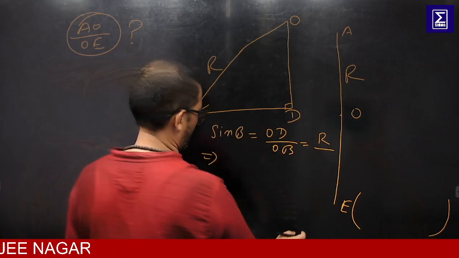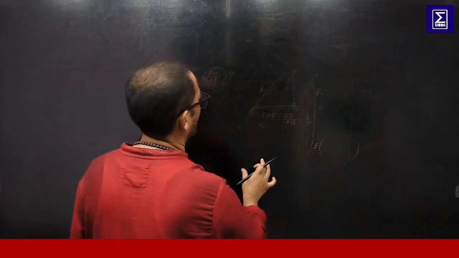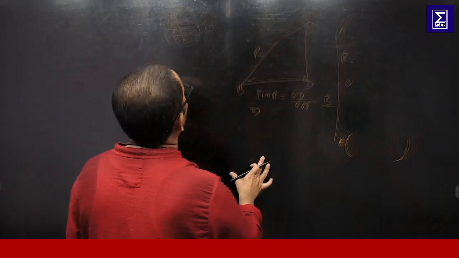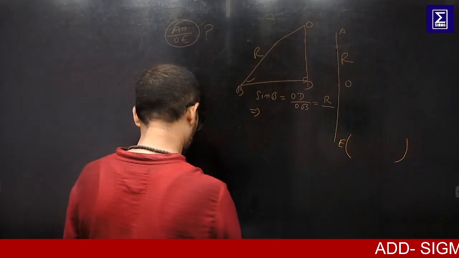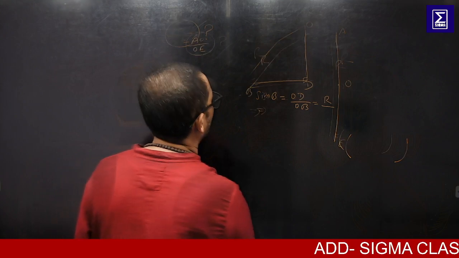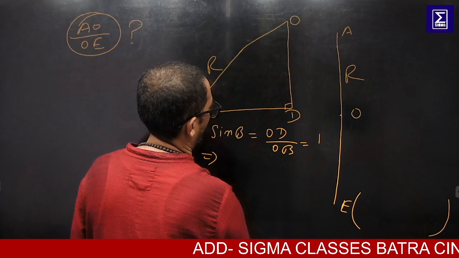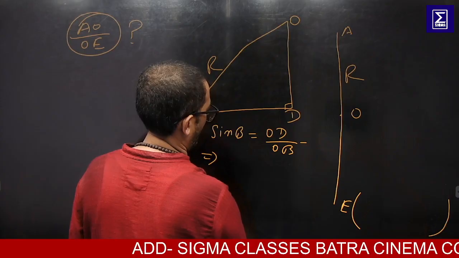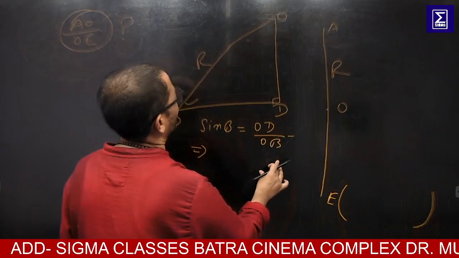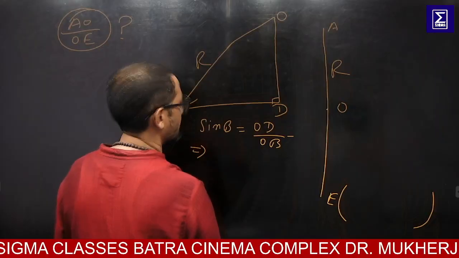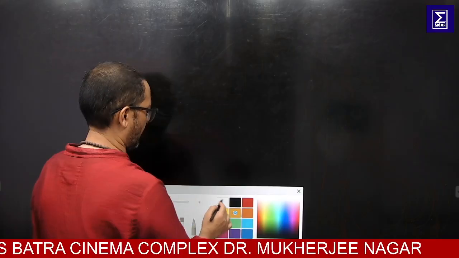OD, sorry, this sine, let me rub this part here. Okay. See, this portion, let me rub it so that it will be easy for us to draw in a proper way.